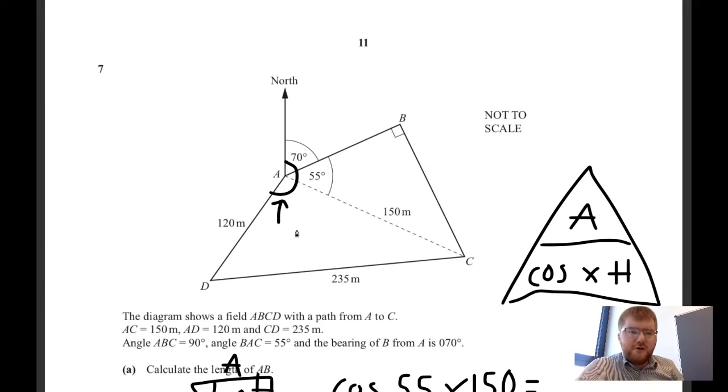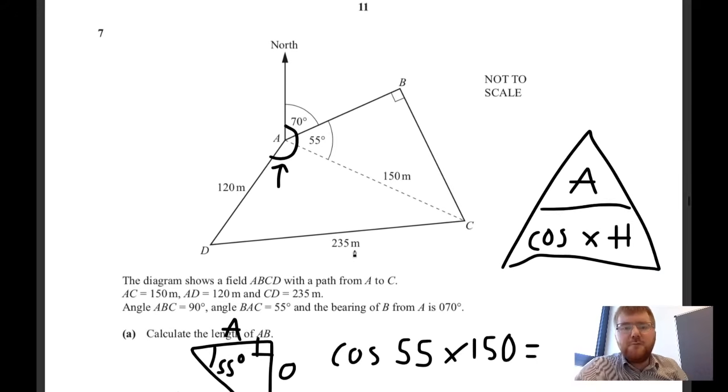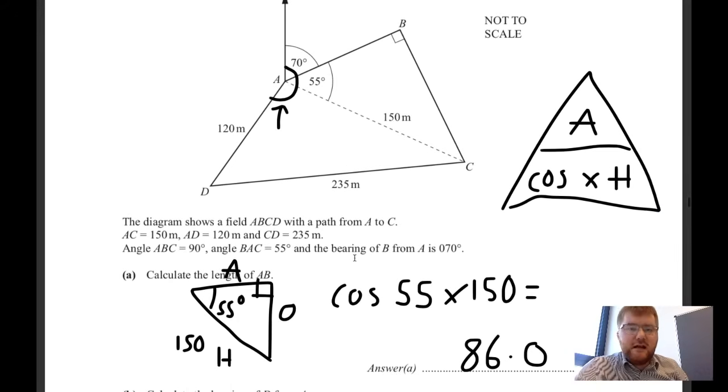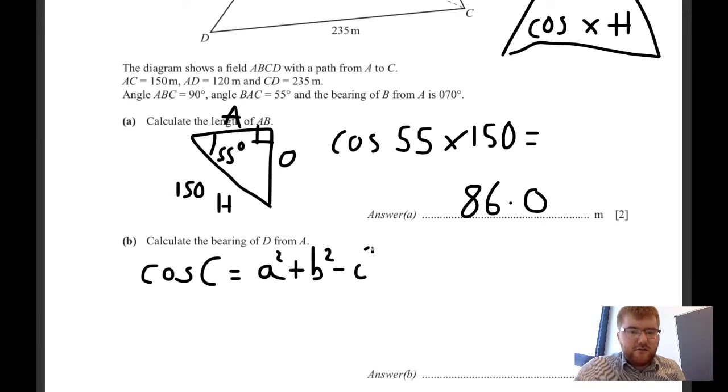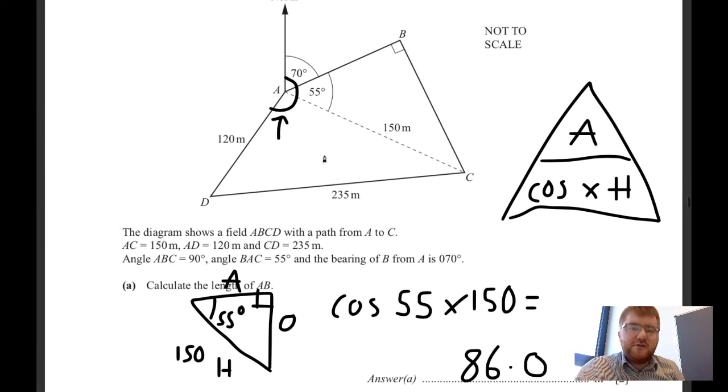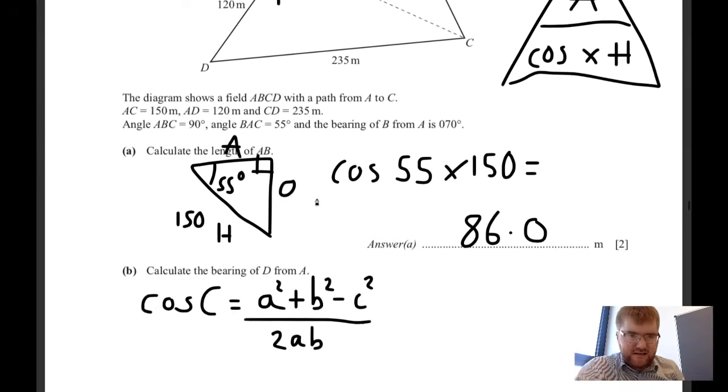Okay, it doesn't matter, but we need to find this angle here specifically. Okay, and we've got 1, 2, 3 sides. We want to find an angle, so we need to use the cosine rule, but for an angle. So let's call it the cos of C is equal to A squared plus B squared minus C squared all over 2AB, where C is the side opposite the angle, so it would be 235 in this case.